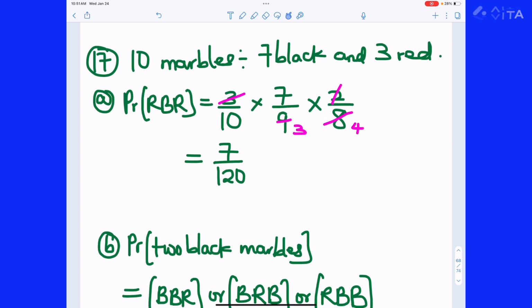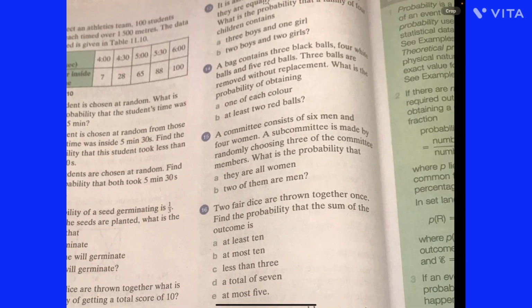Question 17. 10 marbles are in a box. I'm just forming the question for fun. You see it in your textbook. 10 marbles are in a box. 7 black and 3 reds. Is that clear? 7 blacks and 3 reds. If 3 marbles are chosen without replacement, find the probability that they are chosen in the order red, black, red. I'm sure that's the question.